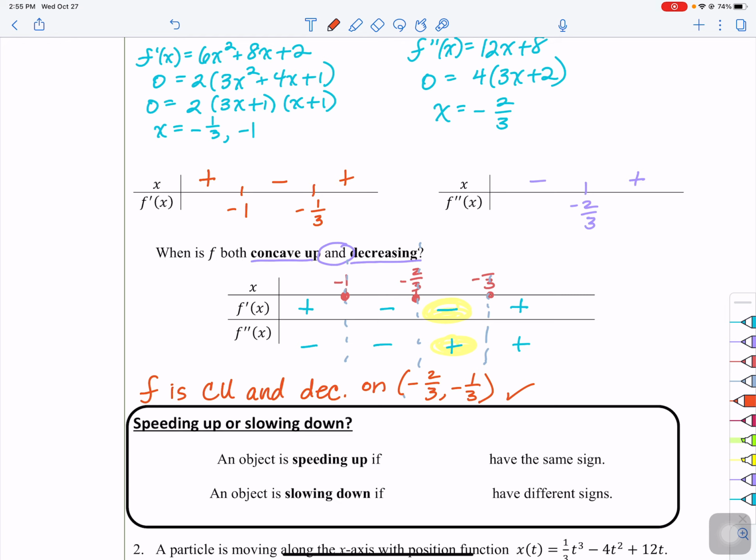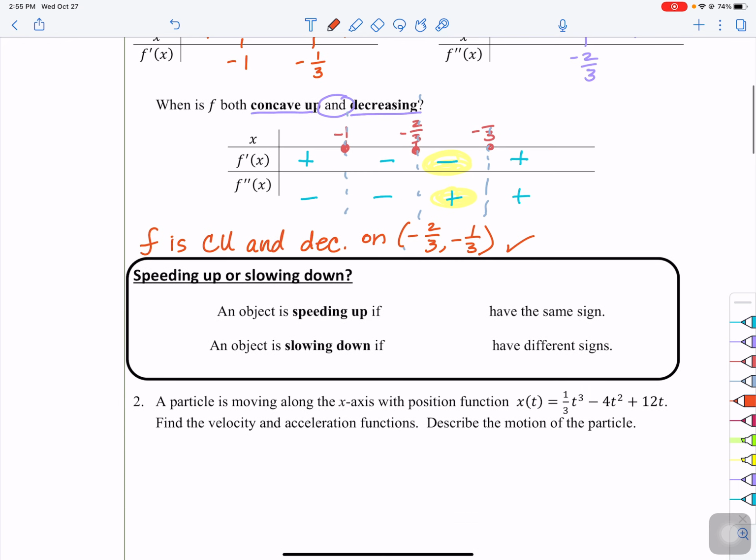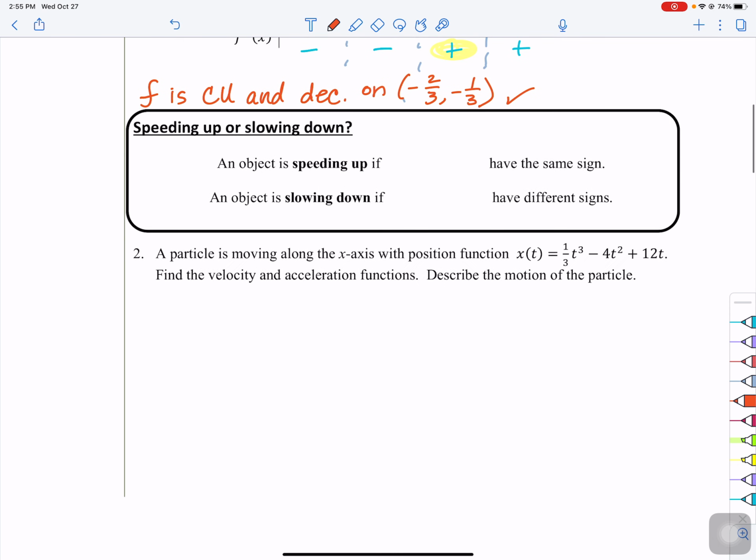Okay, so that leads us to bring up speeding up and slowing down again, and we have talked about this one other time, but an object is speeding up if the velocity and acceleration have the same sign at some certain time, okay? And now, what about slowing down? That is if the velocity and acceleration have different signs. That is when we are slowing down.